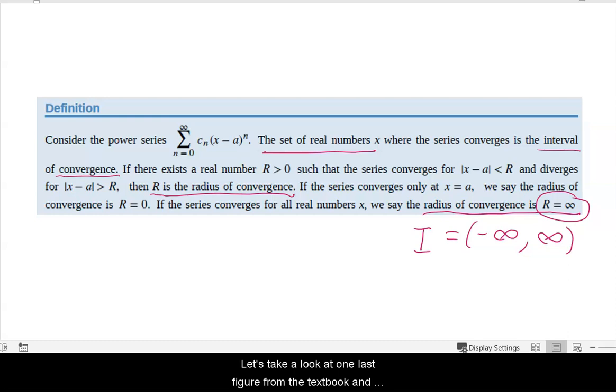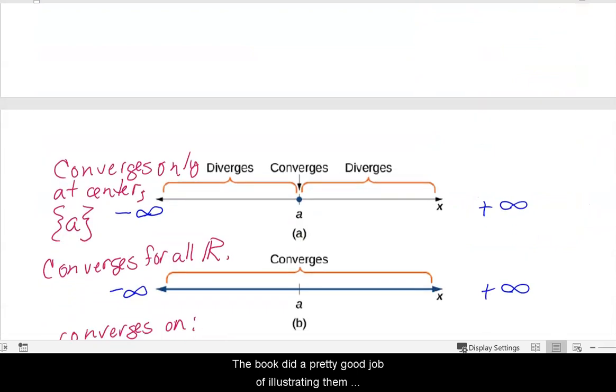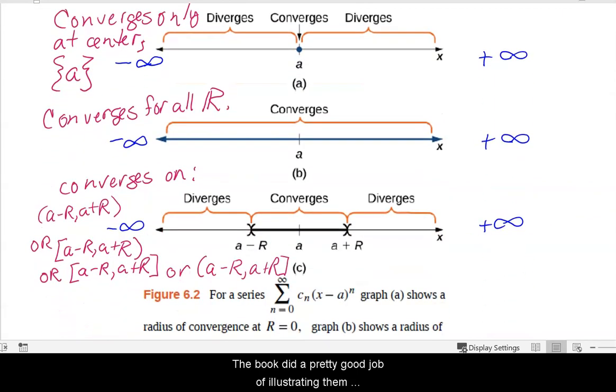Let's take a look at one last figure from the textbook and make sure that you understand conceptually what it means to have a radius and interval of convergence. The book did a pretty good job of illustrating them. Unfortunately, they didn't label the situations. This is a problem. So, in the first situation up here at the top, this is the case where the power series converges only at the center, or only at the single value a.